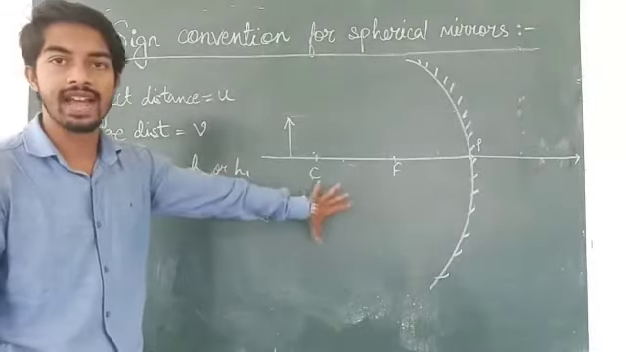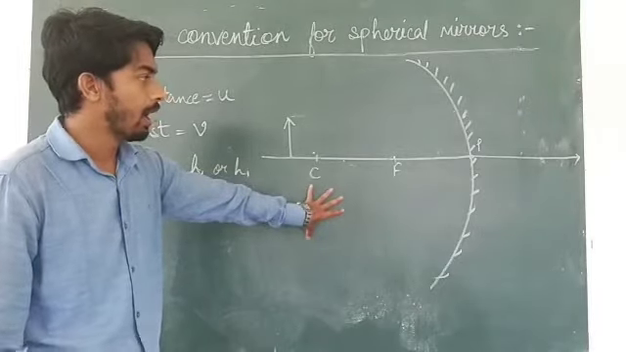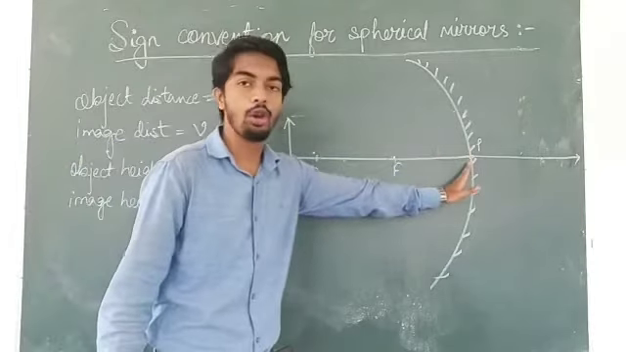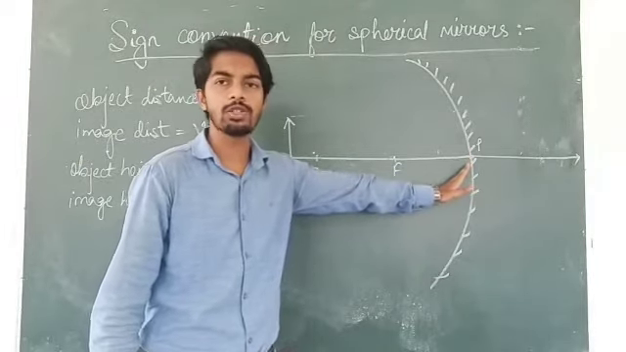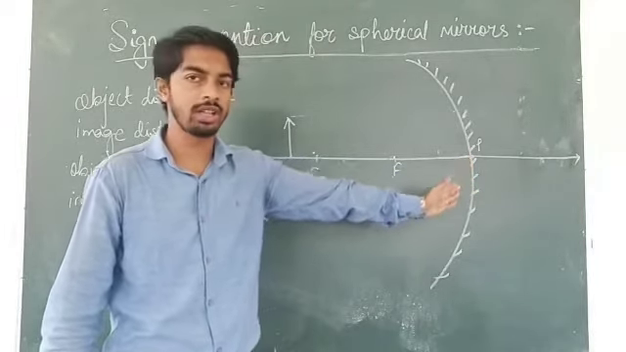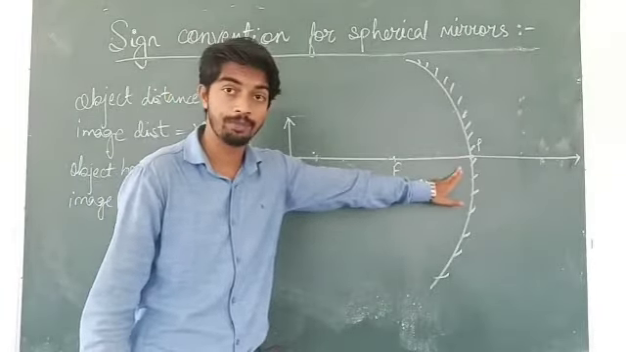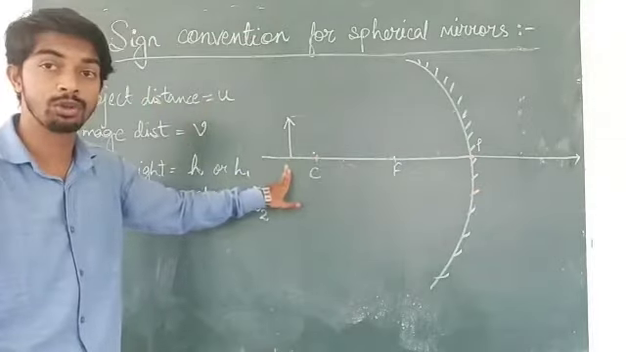Now, moving on to the sign conventions. Any measurement will be taken from the pole of the mirror. It does not depend what kind of mirror it is. It can be a concave or a convex, but the measurements have to be taken from the pole. The object has to be placed to the left always.